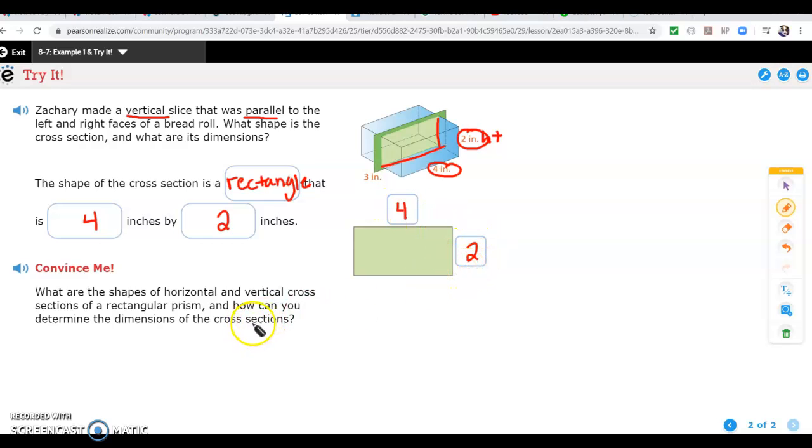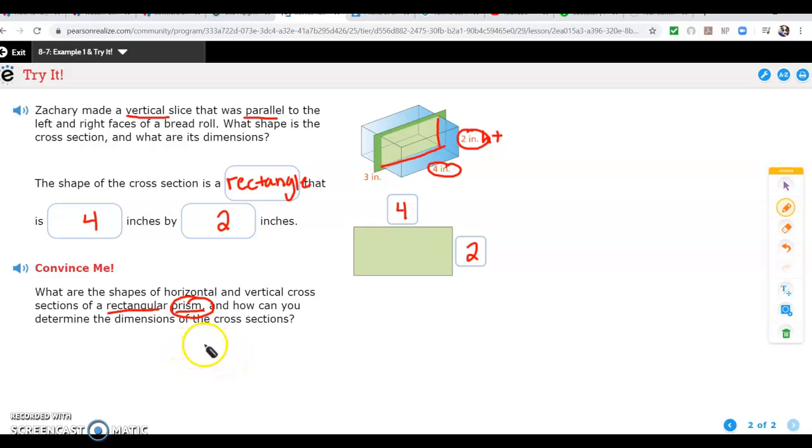What are the shapes of horizontal and vertical cross sections of a rectangular prism, and how can you determine the dimensions of the cross section? A rectangular prism. This word right here, prism. Prism is a three-dimensional object where the top and the bottom match each other.